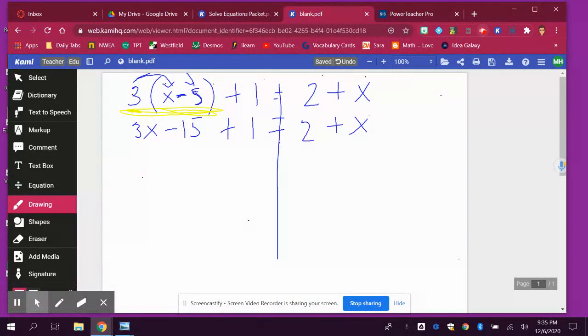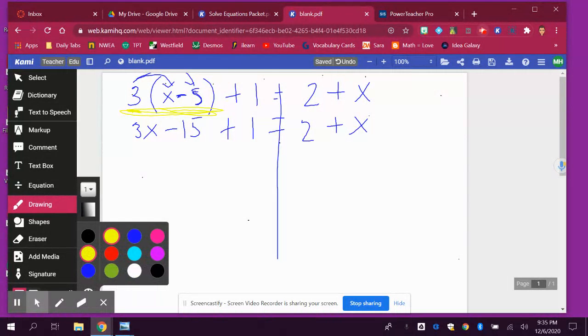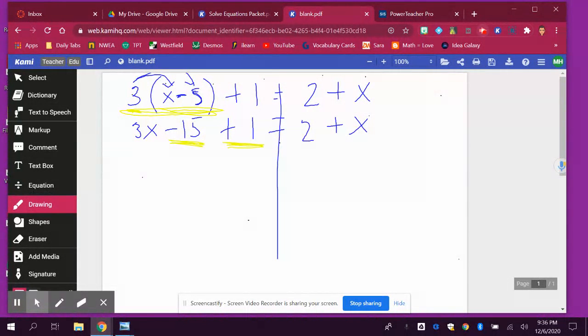On the left side, I can simplify further because again, I have like terms. So I'm going to combine those like terms. Negative 15 plus 1, again you can use your calculator if you want, gives me a negative 14. I'm going to bring down this 3x, the equals, and the 2 plus x. Brand new equation. Next, I'm going to look at the right side. I notice I don't have any distributive property. I don't have any like terms. I am simplified on the right side.